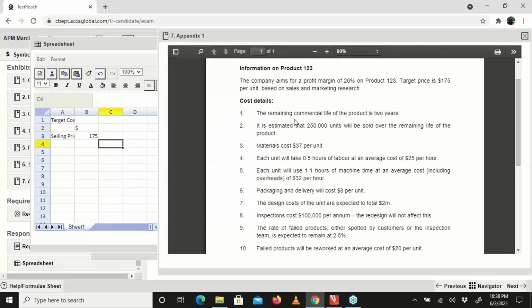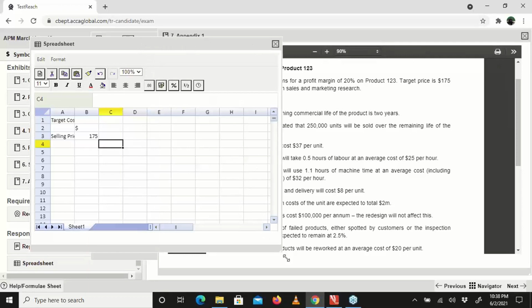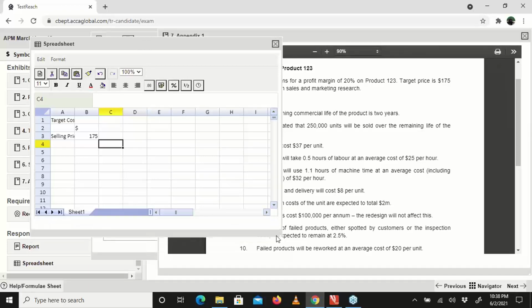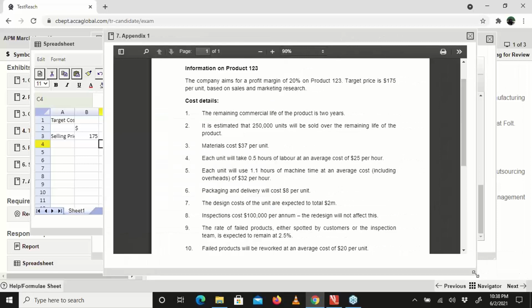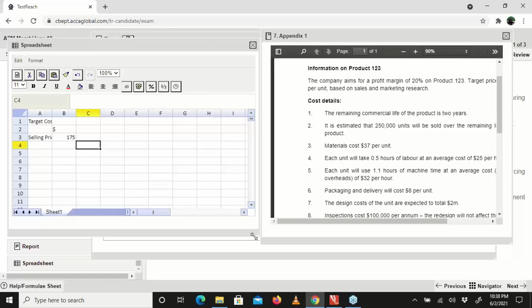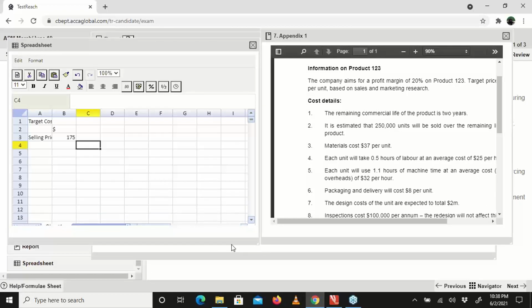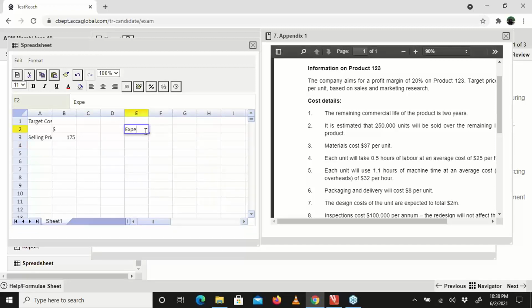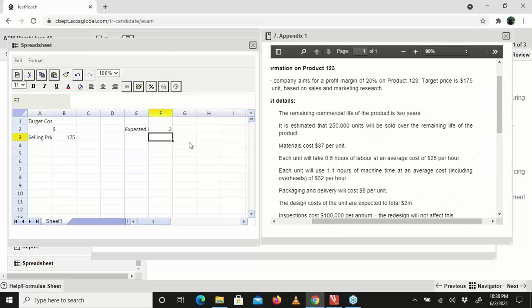Now, the remaining commercial life of the product is 2 years. What I'm doing right now is working on these documents simultaneously, so I will adjust the sizes of these two so that I can write on both at once. So the expected life is 2 years. It's estimated that approximately 250,000 units will be sold over the remaining life of the product. Expected units are 250,000 units.